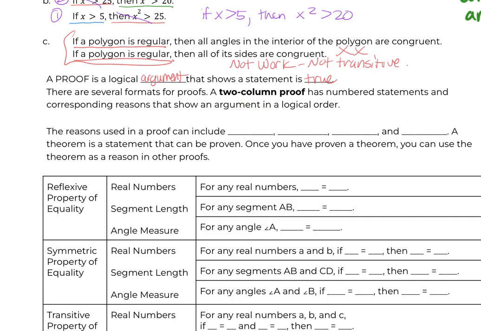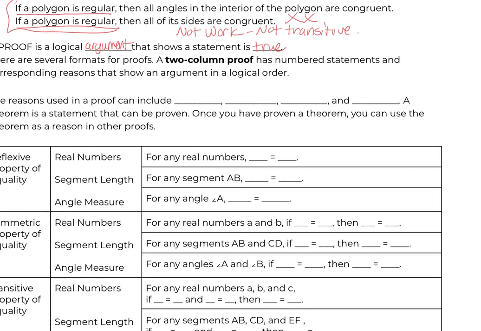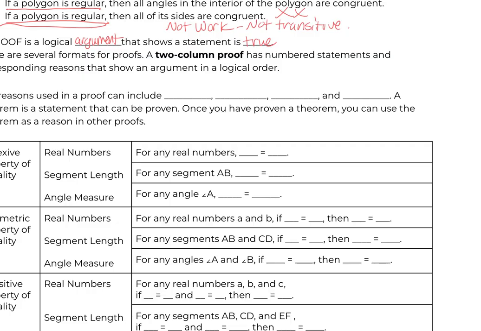It is not the only way, but it does have numbered statements and corresponding reasons to show an argument in a logical order. Again, the reasons in a proof can usually be one of four things. One could be definitions. One could be properties. One could be theorems. And also you can use postulates. Those are the most common things that we are going to use in our proof.